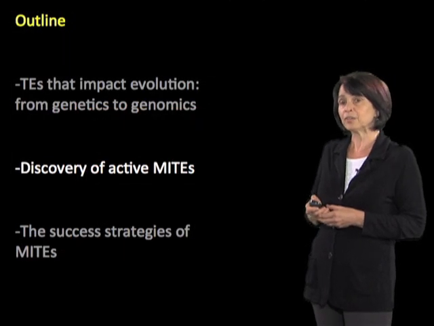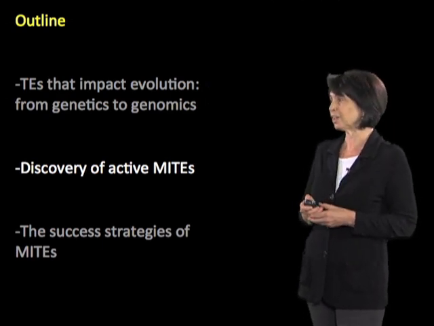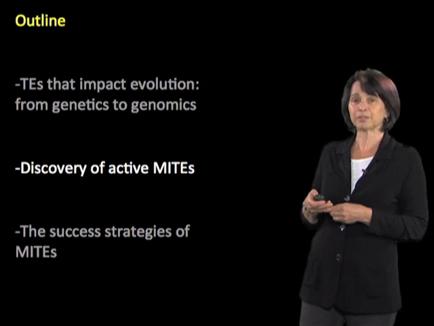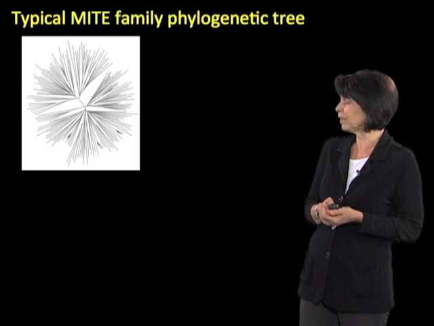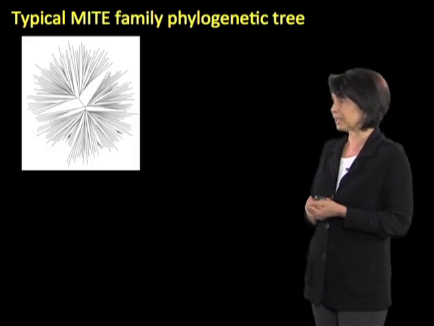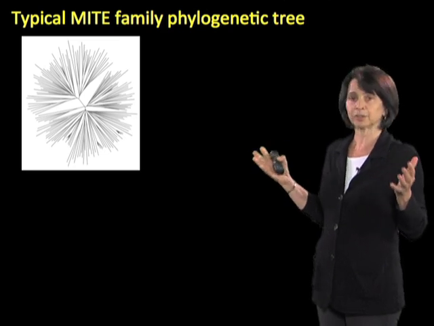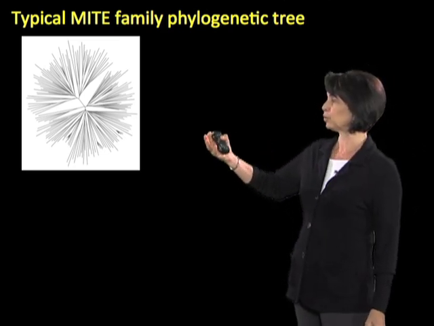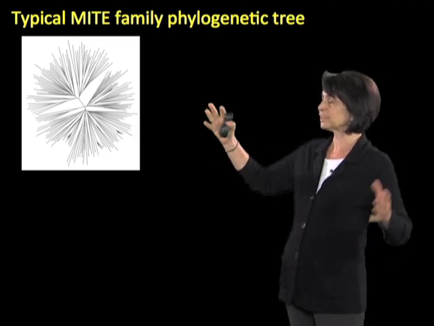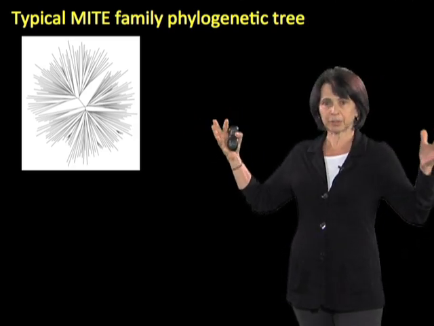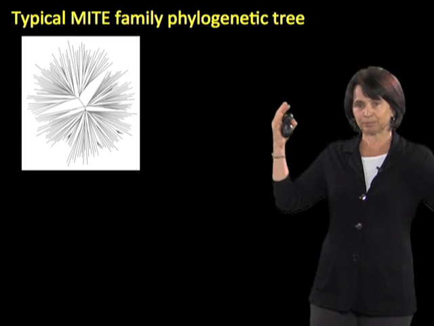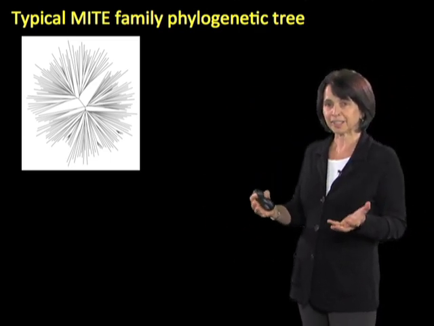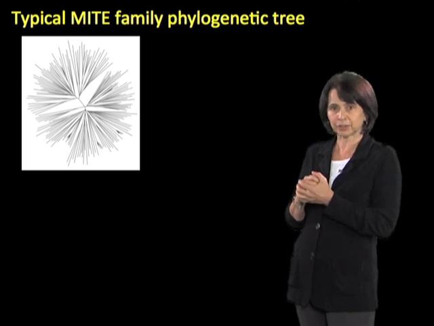All right. So now the next part of the talk is that quest, that search for active mites. And so what I'm showing here is a phylogenetic tree, and it's called a star phylogeny. So the way we interpret these, what's done is you take all of the mite sequences that are in a genome, you put it into a computer program, and it generates a tree that tells you how these sequences are related to each other.